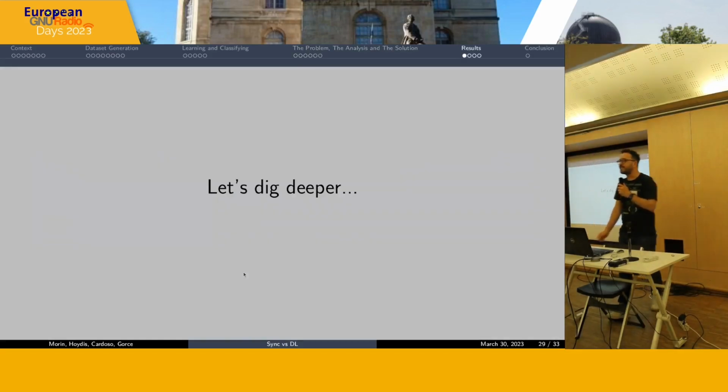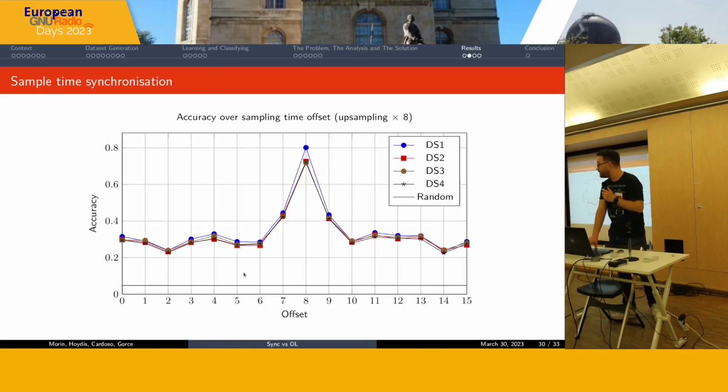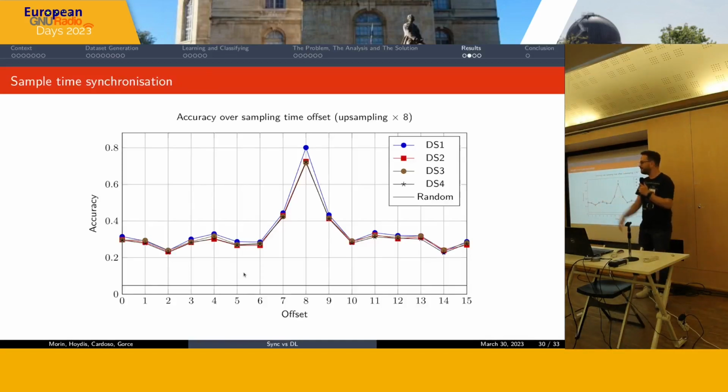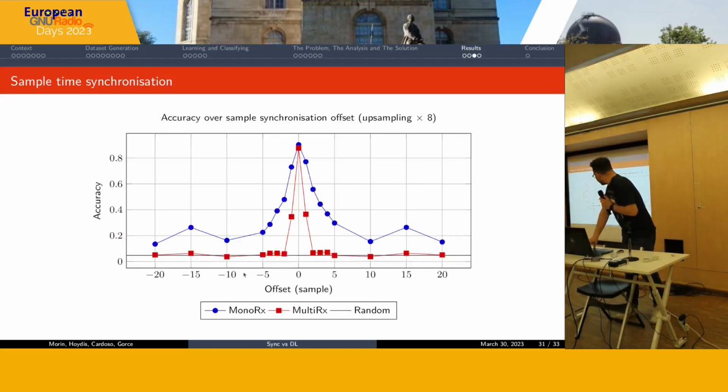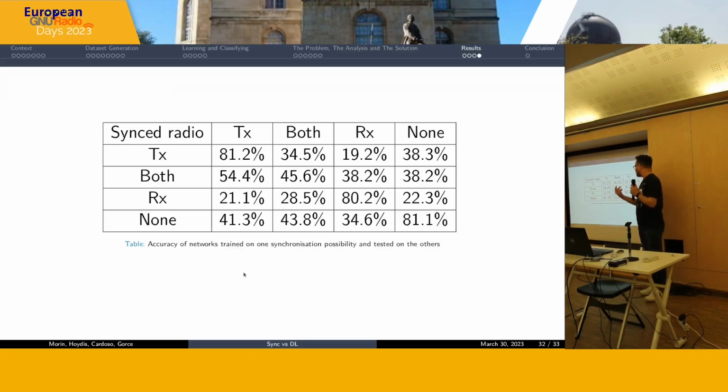Okay, so now let's dig a little bit deeper, and I'm about to finish. We did some tests. I'm going to go very fast on this, but you can ask me questions afterward. We upsampled, and then we started playing with the sampling moment. Here we see that for all of these data sets, DS1, 2, 3, and 4, trained on this data set, and then tested on the same data set but with a different delay, we got very good performance when we were aligned, but bad performance everywhere else. For the second result, we did that with multiple RXs, and the performance of the neural network goes down to random. It's not able to identify anything anymore, and we are off by just 3 samples already. We lose complete performance.